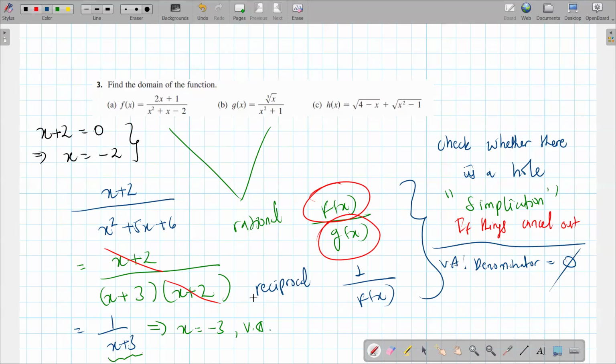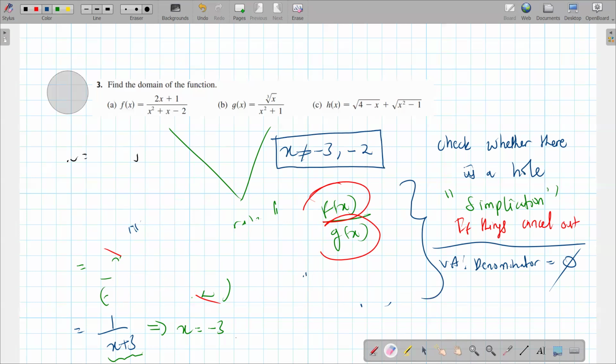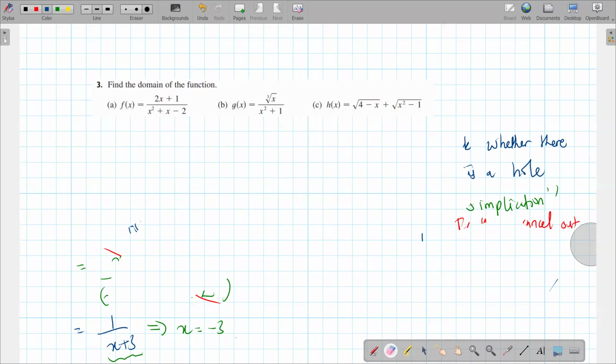So the domain for this would be: x cannot be negative 3 because there's a vertical asymptote there, and x cannot take the value of negative 2 because we canceled that out and there's a hole in the curve. So that's how you find the domain for a rational function. You check for holes, and then you check for vertical asymptotes by simply setting the denominator equal to 0.